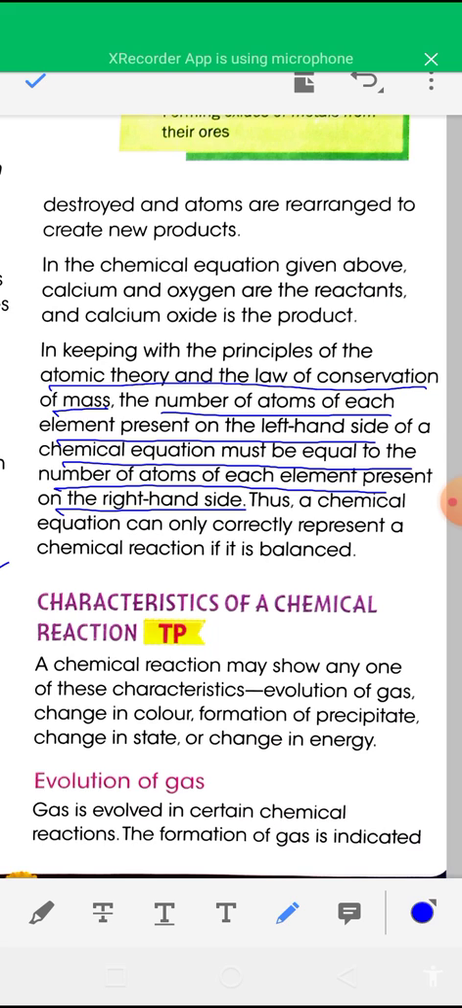In a balanced chemical equation, the number of atoms of each element must be equal on both sides of the chemical equation. That is, the number of atoms of each element on the left-hand side must be equal to the number of atoms of each element on the right-hand side. A chemical equation can only correctly represent a chemical reaction if it is balanced. So the balanced chemical equation is the most important representation of a chemical reaction.